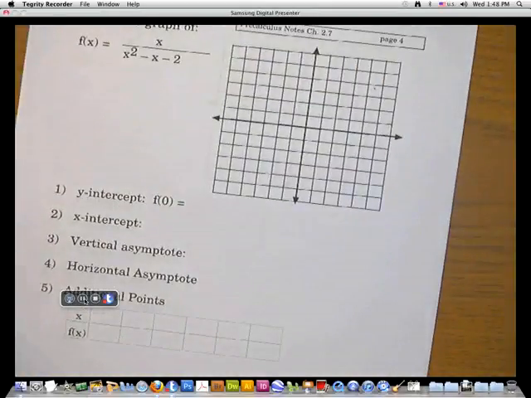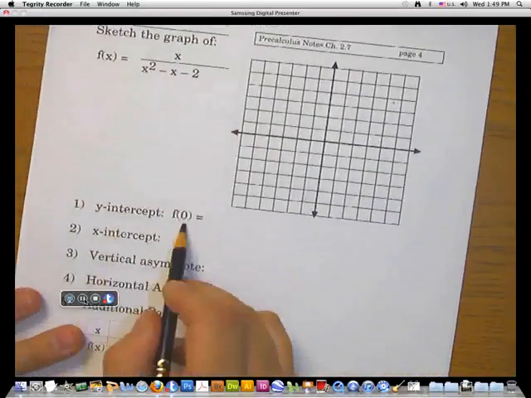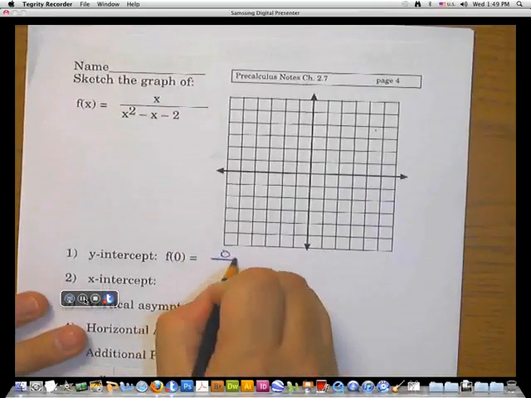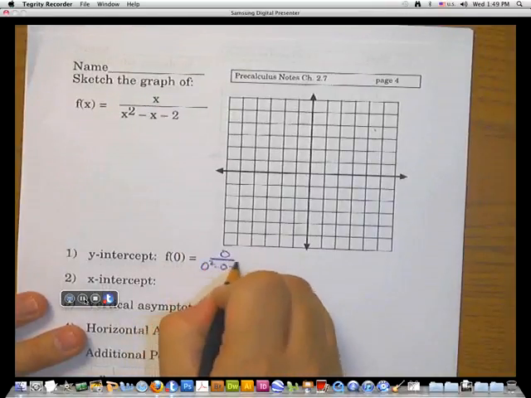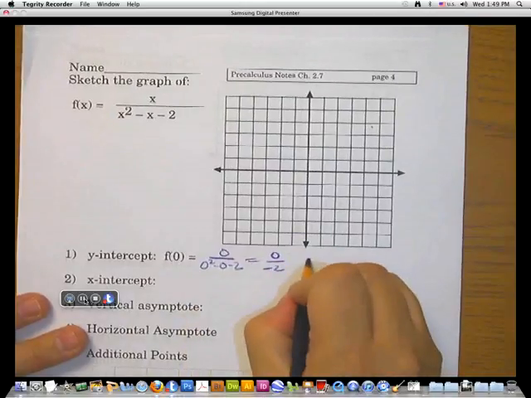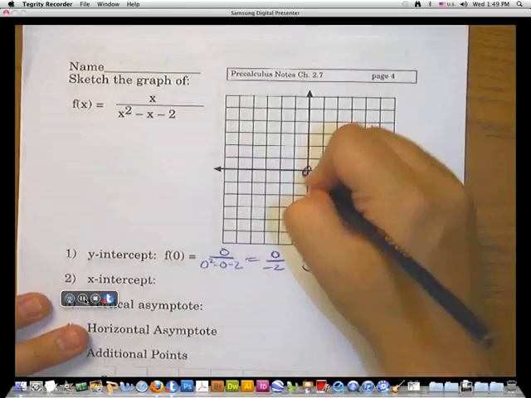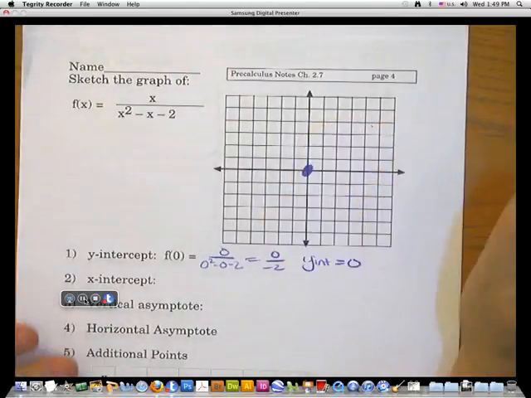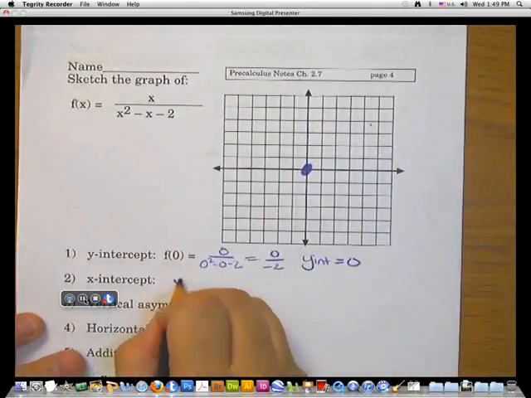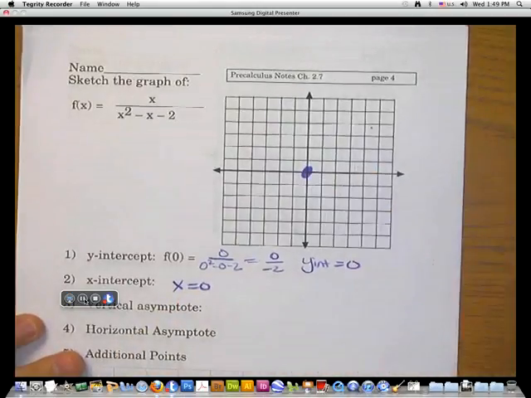Okay, let's go to the example that's on page 4. We're first going to find the y-intercept by setting x equal to 0. We get 0 over -2. So the y-intercept is 0. That is a point. The x-intercept is the numerator equal to 0, so x equals 0. Okay, we have that one.